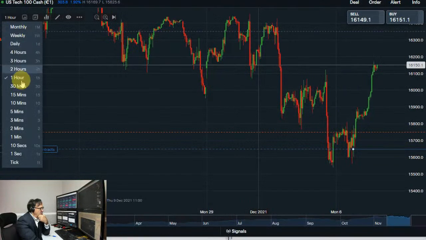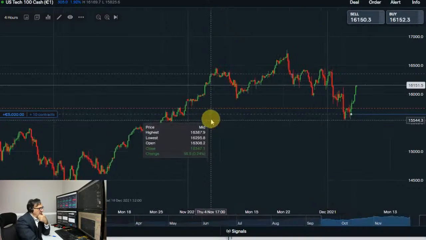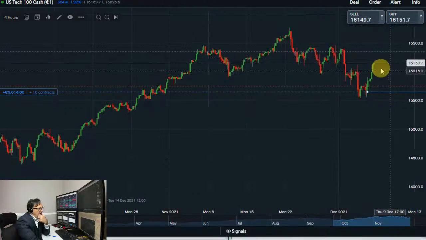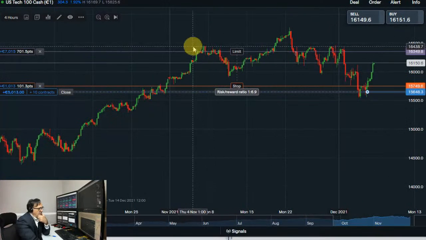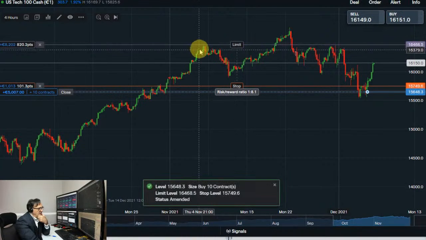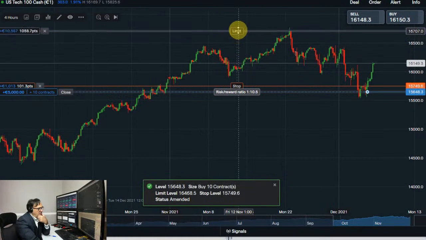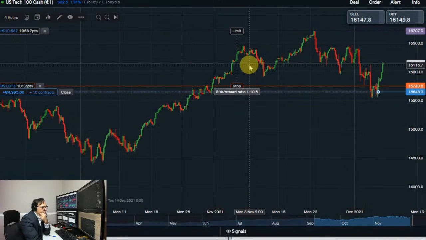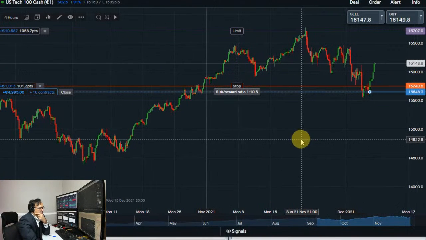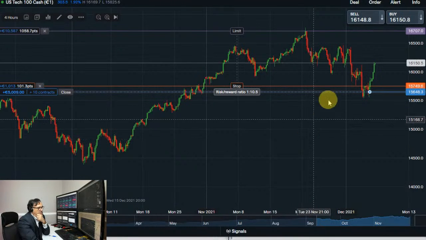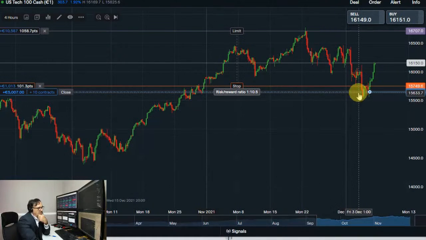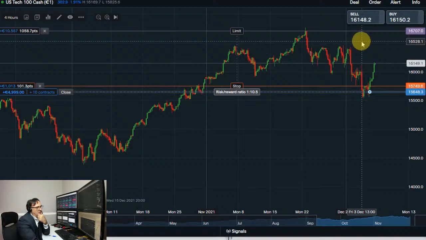So if I change this to a 4-hourly, it'll become a little bit clearer. But basically this trend line here is definitely of interest. And then we have these previous swing highs here, previous all-time high, and then above that we have these clusters of highs at 16,700 and then a new all-time high above that. So a number of areas where profit taking could possibly happen. Partial profit taking, partial profit taking, and so on. And at the same time the stop loss is moving higher and higher.